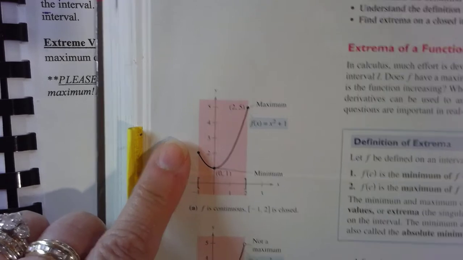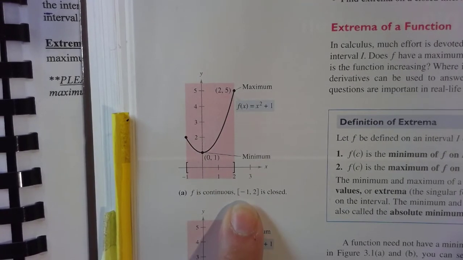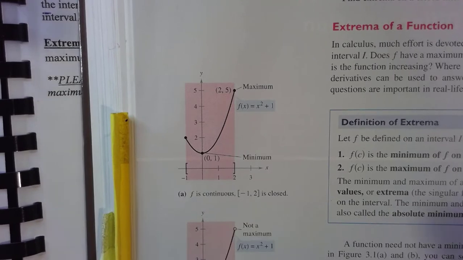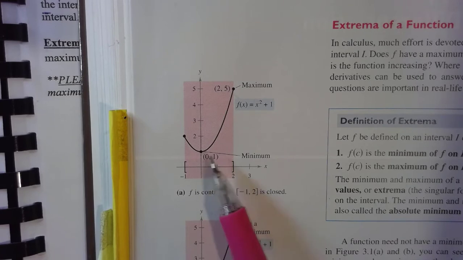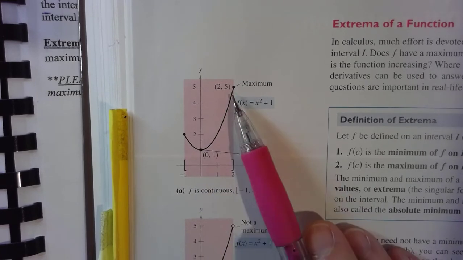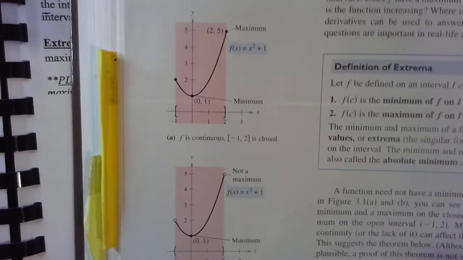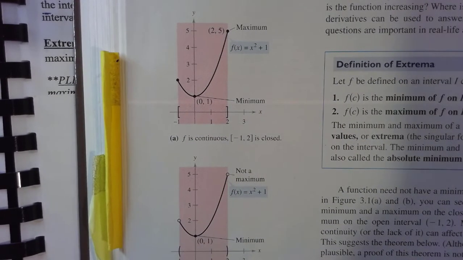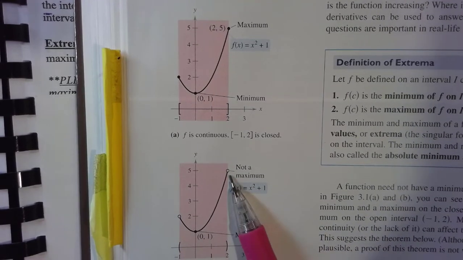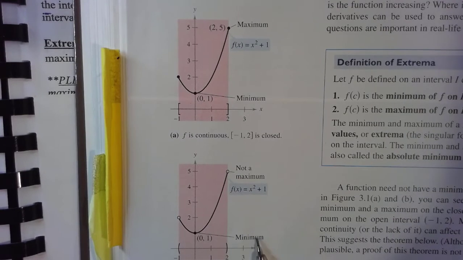So here we have a continuous function on the closed interval from -1 to 2, and you can see that we have a minimum value, which is 1. It happens when x is 0. And we have a maximum value, which is 5, which happens when x is 2. This function is continuous, but it is not closed. So this is not a maximum because we never actually get to 5. We get very close to it, but we never actually get there. We do have a minimum.